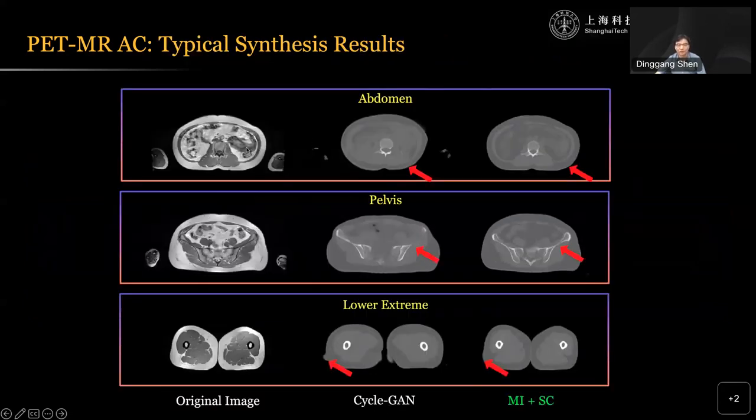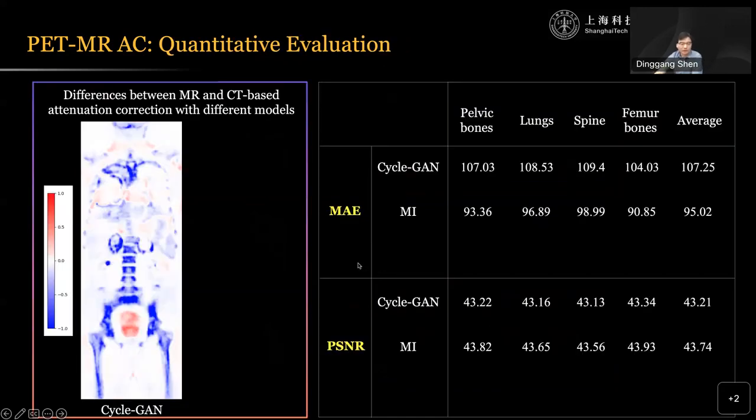Here is more comparison for different parts, for example, abdomen, pelvis, and also the lower extremity area. You can see that if using mutual information and shape consistency, this CT image is very similar to the MR image. If without using mutual information and shape consistency, you can see some differences, and the shapes are also very different. This slide just gives you some quantitative results. For example, using CycleGAN, you can have reconstructed images compared with the original one, and this is a difference map. We can have this kind of difference map for the pelvic bone, lung, spine, and different parts like the femur bone, for example.